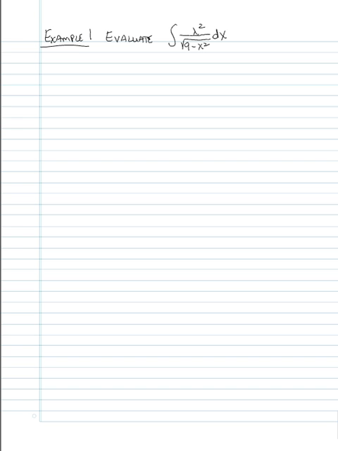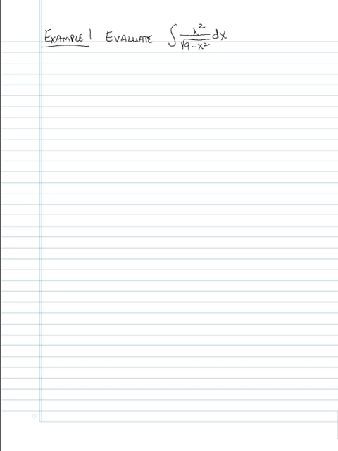As we see here, we're to evaluate the integral of x squared divided by the square root of 9 minus x squared with respect to x. We may try several techniques, like the substitution technique that we're used to, and we're not going to have much pleasure out of trying to accomplish this.